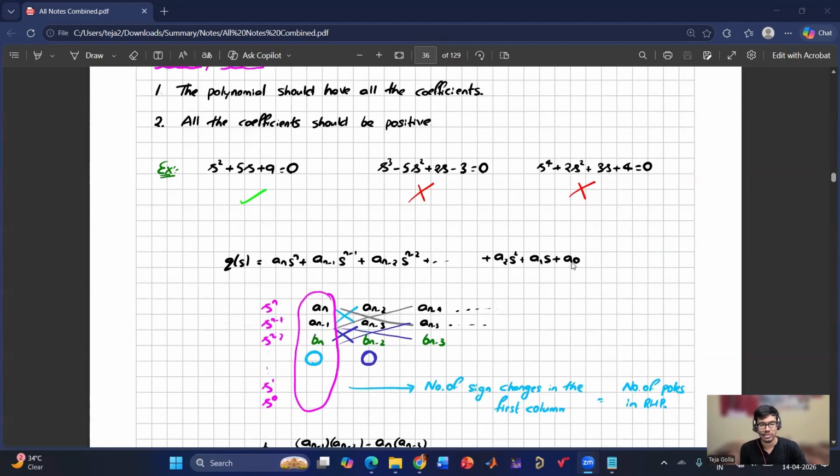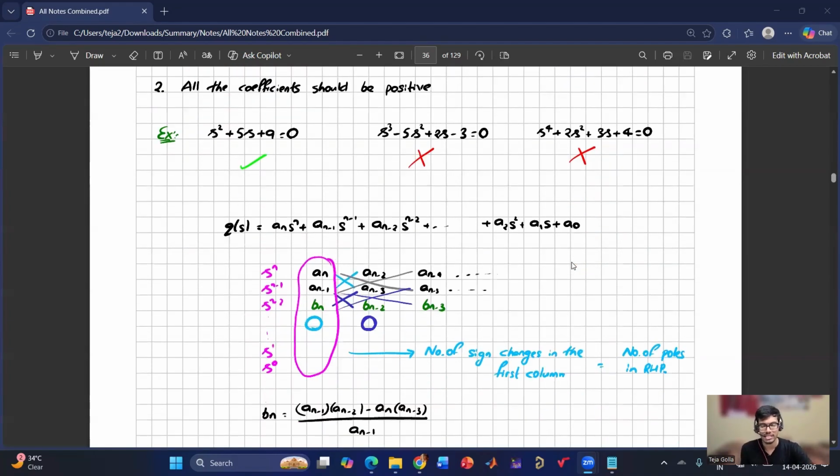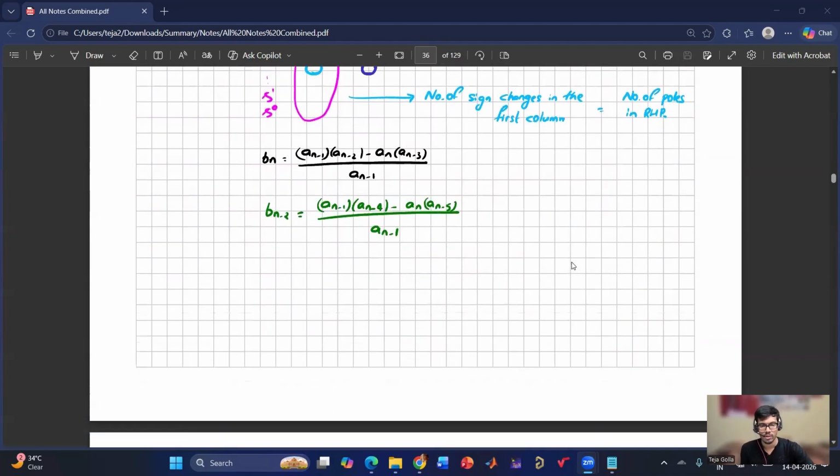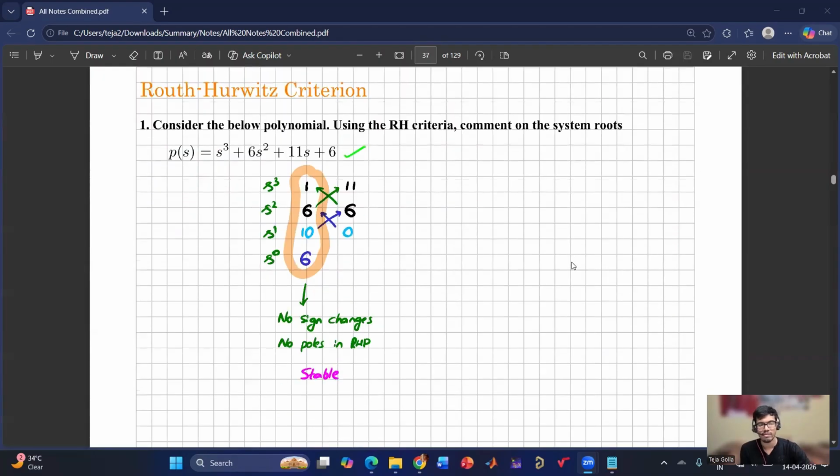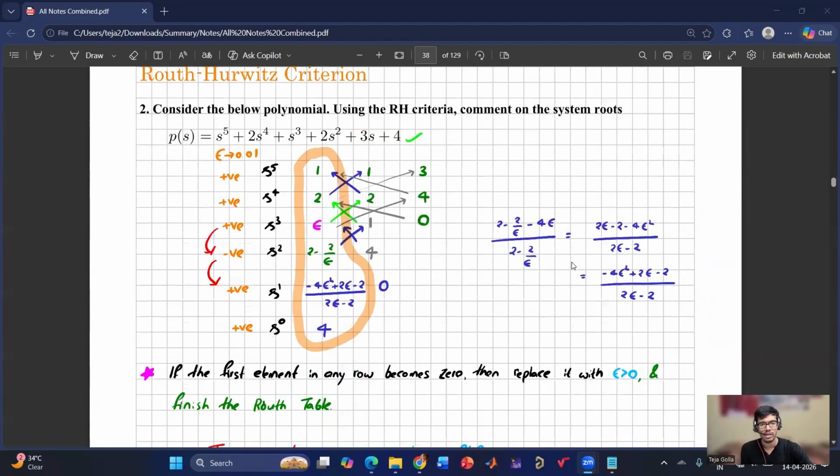Whereas if it satisfies, then you have to draw the Routh-Hurwitz table and see for the sign changes in the first column. So we have started with a simple problem where we didn't see any sign changes, which means the system is stable. And in the second problem, we have seen that it is becoming zero. So the first element is becoming zero is one case, entire row becoming zero is another case. So we have come across the first element becoming zero.